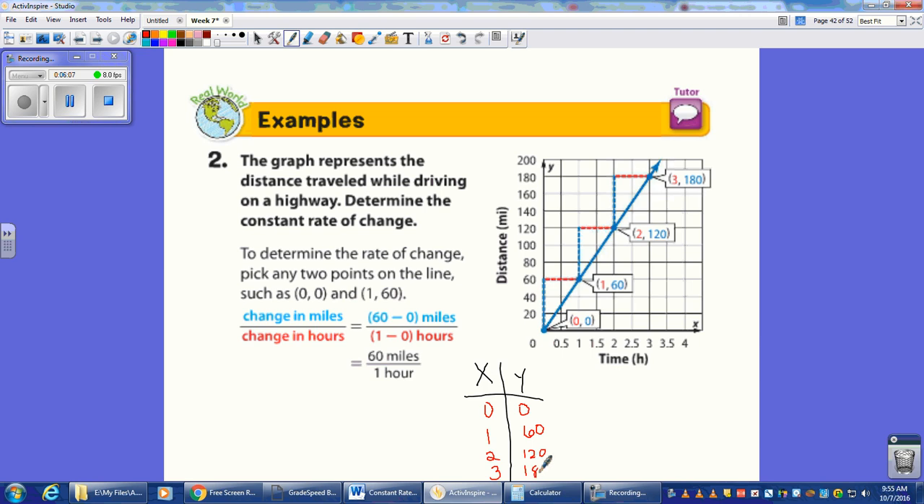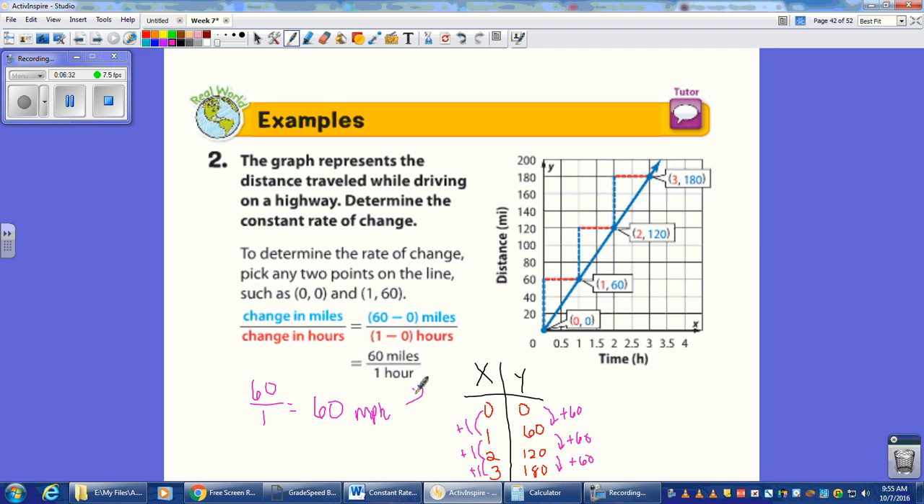So just like we did before, you can find the change. You're adding 60, adding 60, adding 60. Over here, I'm adding 1 all the way down. I'm going to put my change in y, which was 60, on top of my change in x, which was 1. And I get that they are traveling 60 miles per hour, which is exactly what they did up here as well.